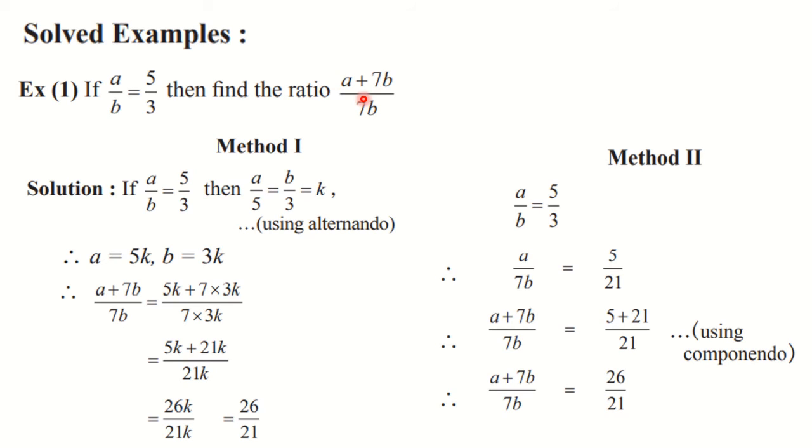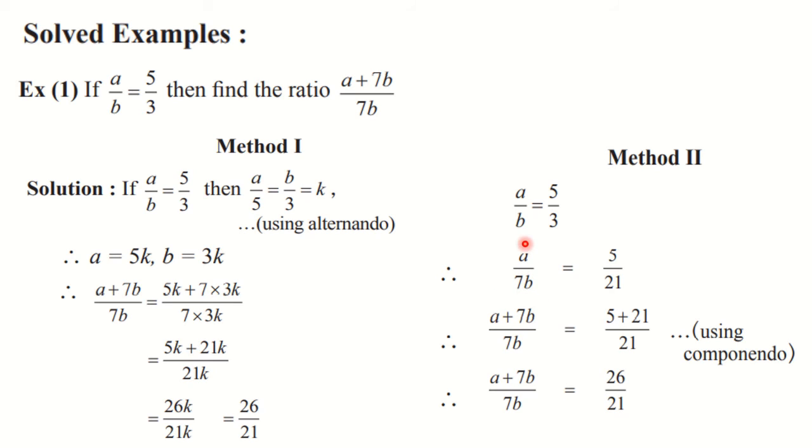Here we can observe that there is a numerator and there is a denominator, and an addition we can find. So the property of componendo is used. That means we are very sure we have to go for componendo. But observe the numerator and denominator. Numerator is A and denominator is 7B, but in the given, the denominator is only B. We want 7B, so make it 7B.